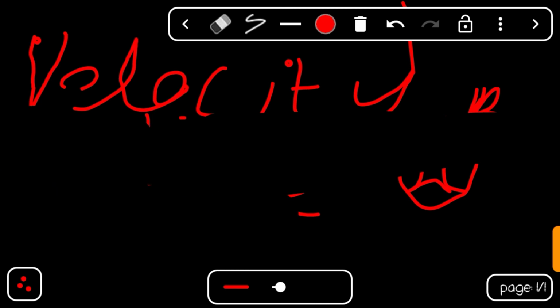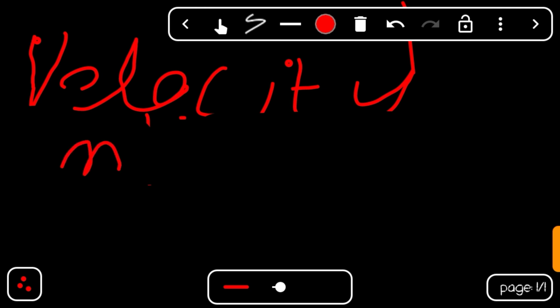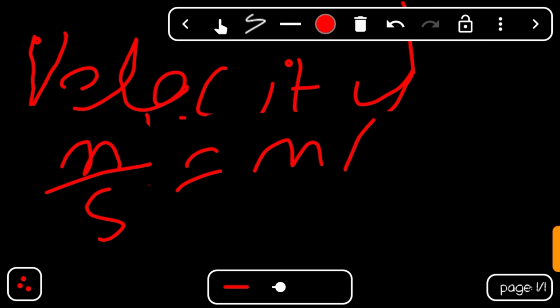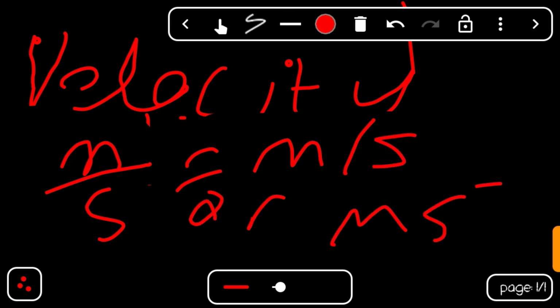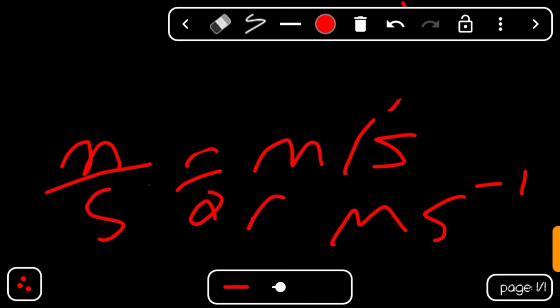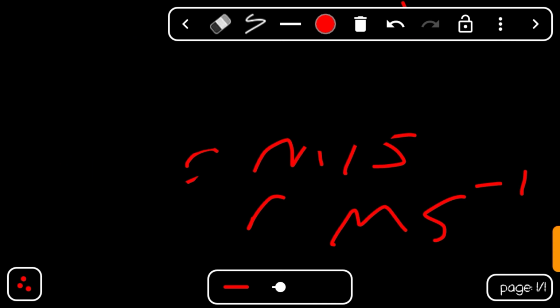As I said earlier, distance and displacement have the same unit, meaning displacement also has the unit of meters. Then, as you know, the unit for time is seconds. So velocity is also meter per second, or m s inverse. We can see velocity has the same unit as that of speed. That is how similar they are. They even have the same unit.